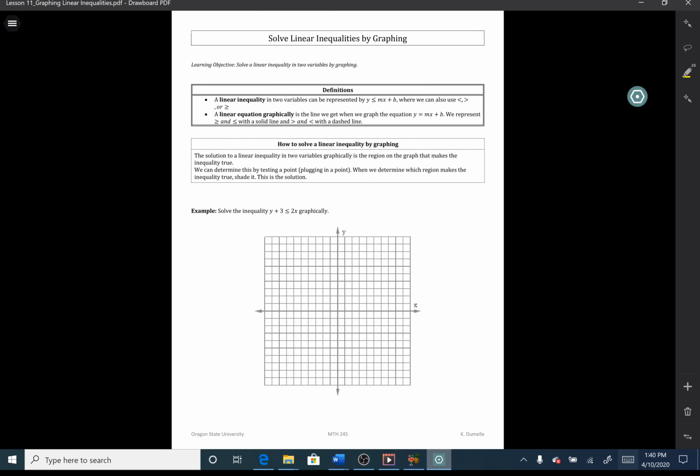Hello, everybody. Welcome to week 3 of Math 245. Hope you had a wonderful weekend. Hope you got to enjoy some sun outside or doing something fun.